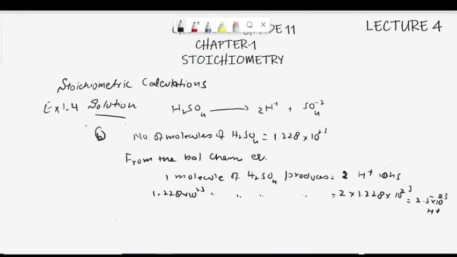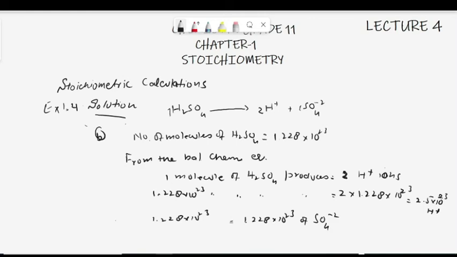So if one molecule produces two ions, then 1.228 into 10 to the power 23 will produce obviously double the number of ions. But for sulfate, you can see that one molecule of sulfuric acid produces one sulfate anion. So 1.228 into 10 to the power 23 molecules will produce the same number of sulfate anions. That is equal to the number of sulfuric acid molecules, right?